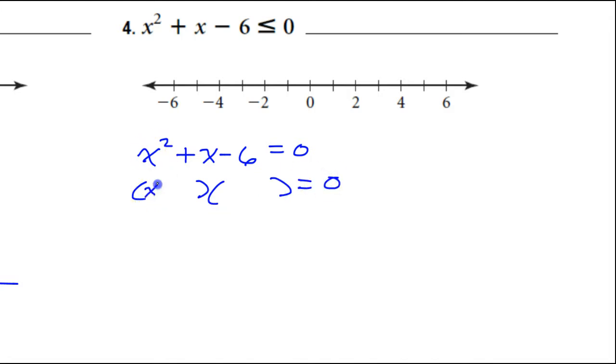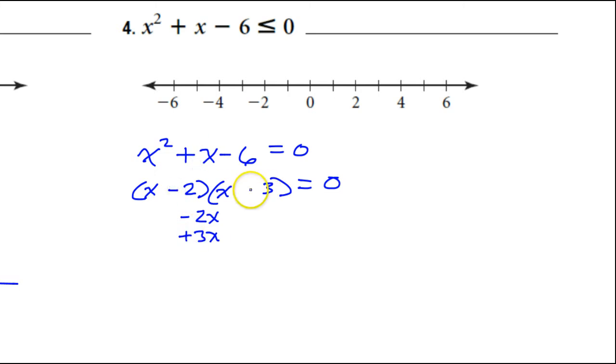X squared can only be x times x. 6 is either going to be 2 times 3 or 1 times 6. Inner plus outer must equal middle. Inner I have 2x, outer I have 3x. The middle has to be 1. So if this is a negative 2 and a positive 3, that will give me 1x for the middle.